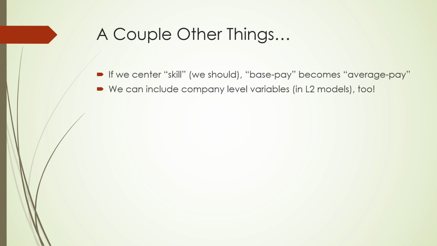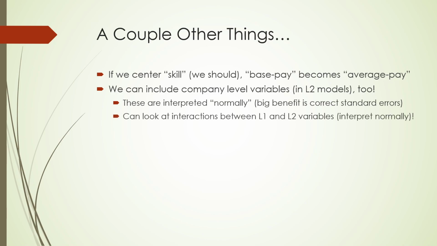Now, in the examples I just showed, we didn't include any company level variables, but we absolutely can interpret company level variables. And we can interpret these normally when we include them. It's the big benefit of including company level variables in the hierarchical approach is the fact that we're using the correct standard errors for these. So again, we're avoiding some of those type 1 and type 2 error problems. Specifically, type 1 errors, what we get concerned about with the level 2 independent variables.